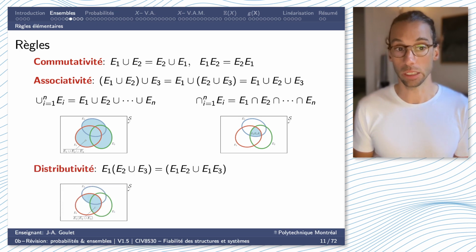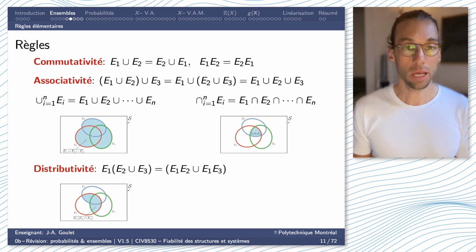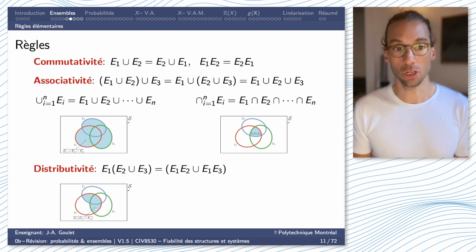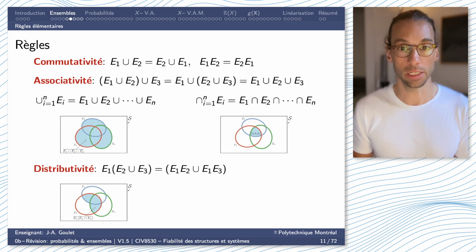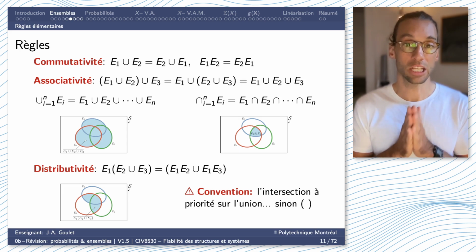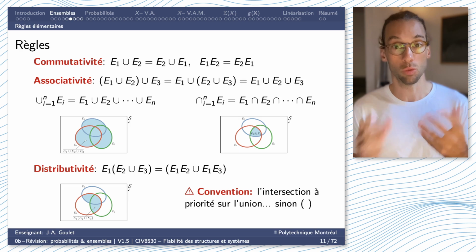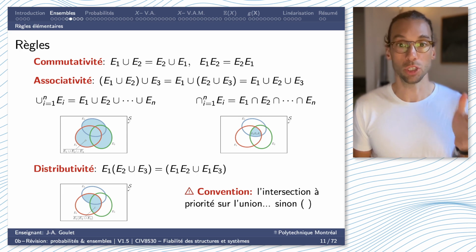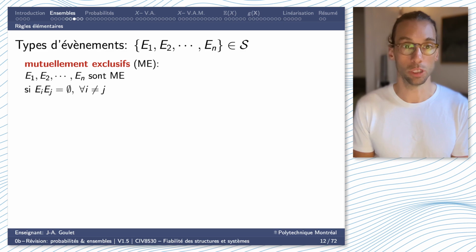For distributivity, I can say that if I have the parentheses here and I have the union of E2 and E3 that precedes E1, I can distribute my intersection operation into my parentheses to say it's going to be equal to E1 intersect E2, union E1 intersect E3. You can verify that this holds with this little exercise. And by convention, the intersection has priority over union. If it's not what you want, you need to use parentheses, because without any parentheses, we always assume that intersection has priority over union.